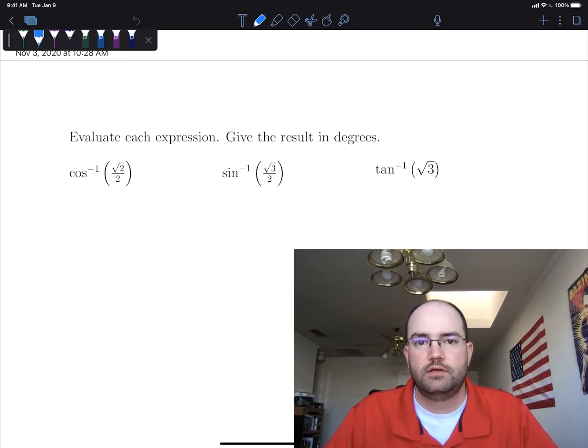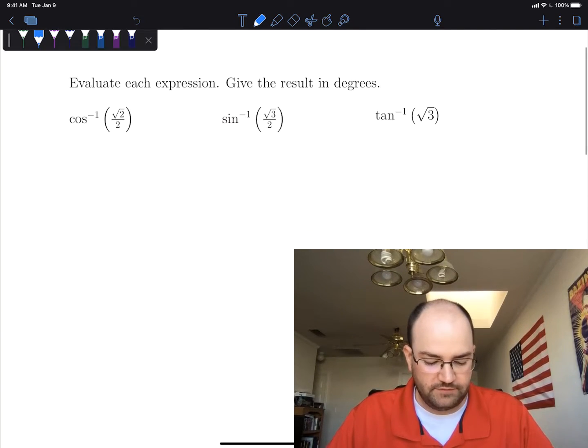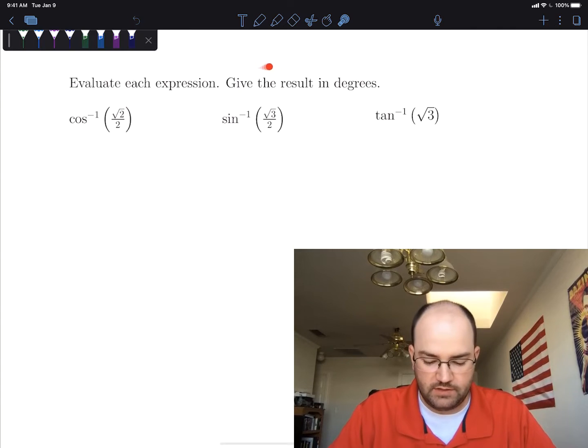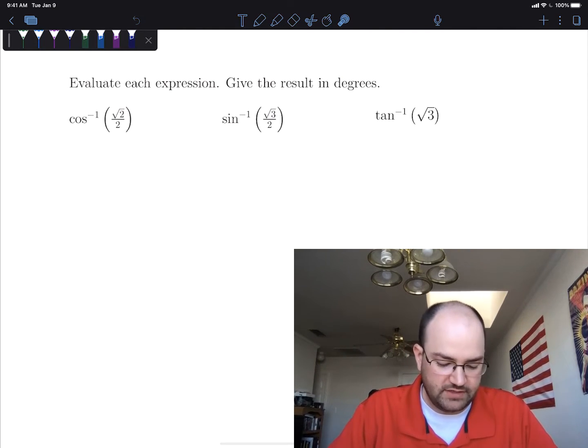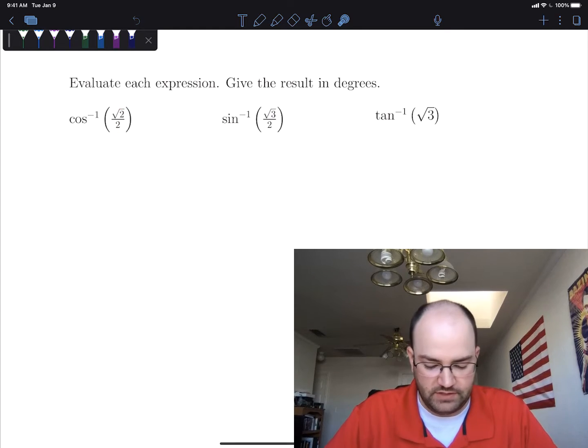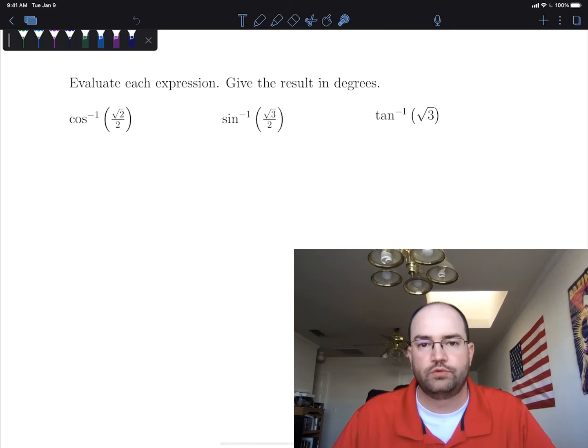Hello. In this video, we are going to evaluate each expression, give the result in degrees. So we want to know the inverse cosine of root 2 over 2, the inverse sine of root 3 over 2, and the inverse tangent of root 3.